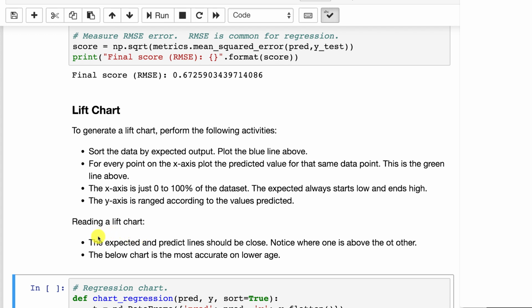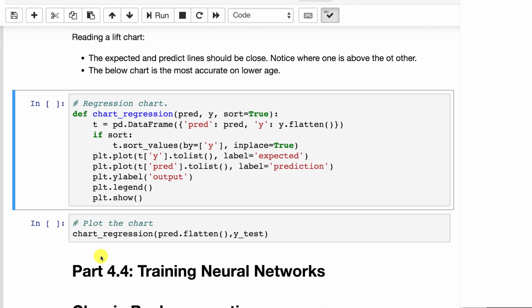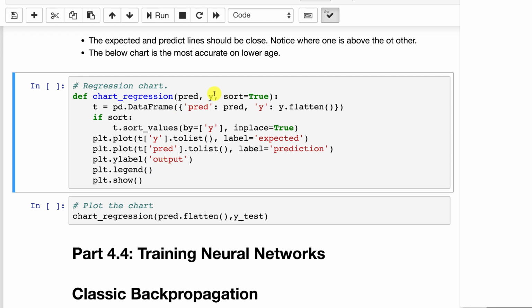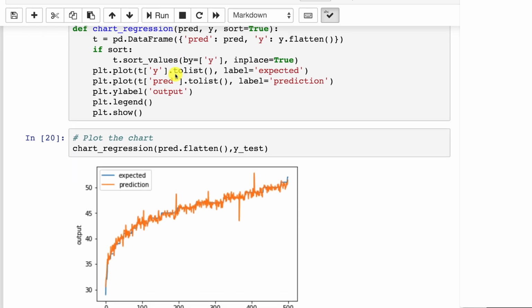Now to read this chart, the expected and predicted lines should be close. Notice where one is above or below the other, because maybe for higher ages you're less accurate, and for lower ages you're better. The chart below is generally more accurate on lower ages, but that's not always the case. It depends on how the training actually went from the random values.